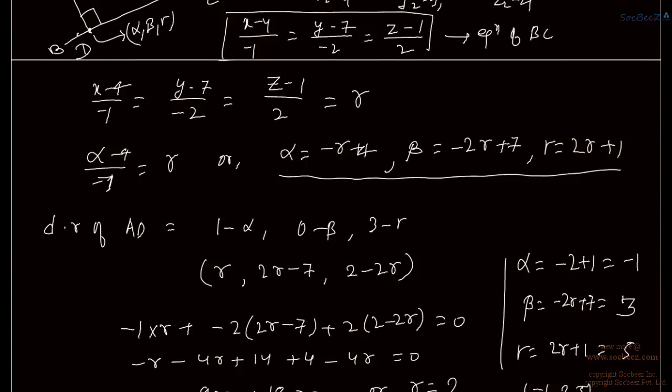1 minus alpha, that is 1 minus r minus 4, right? So 1 minus r minus 4 means r minus 3. So here it should be r minus 3. Other things are fine. So in place of this it should be r minus 3. That means in place of this it should be plus 3, right? Minus 1 times r plus 3.